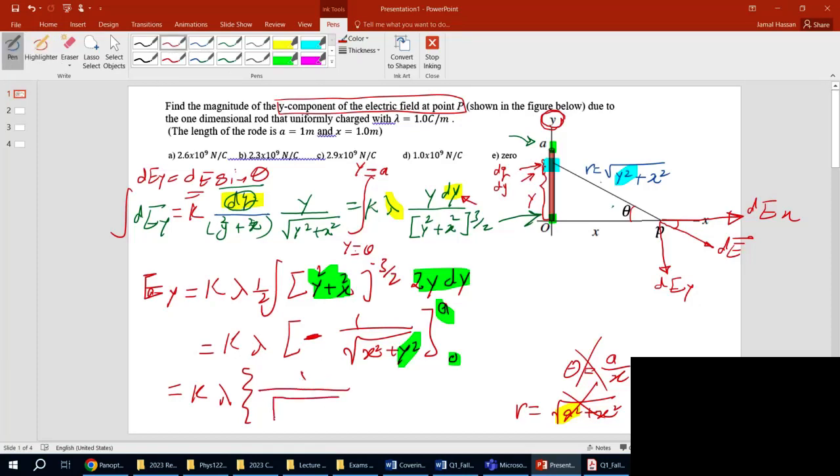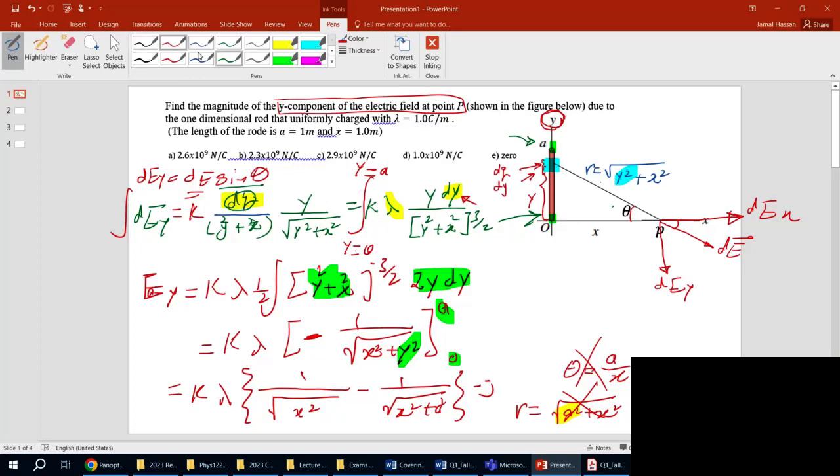So the final answer will be something like this: 1 over, I'm going to just switch the two points, first substituting 0. So it's the square root of x squared, that's right, x squared. So it's basically 1 over x minus 1 over the square root of x squared plus a squared. And this is the final answer.